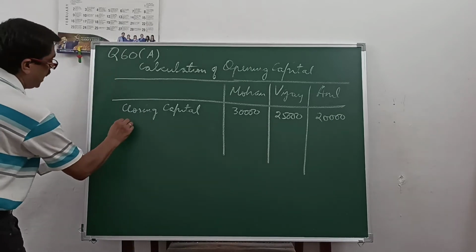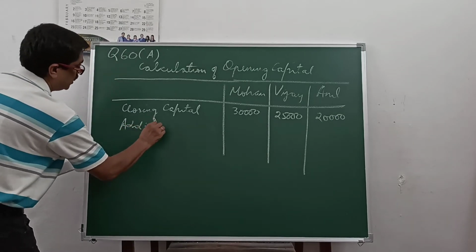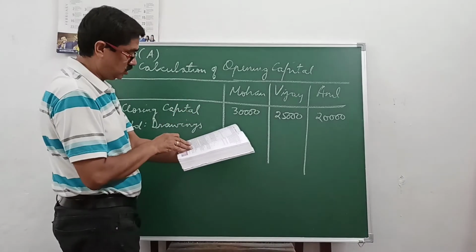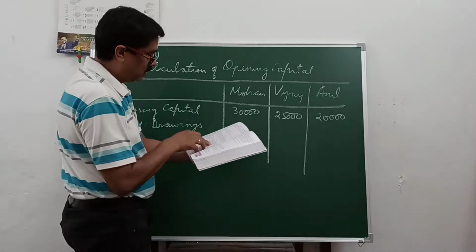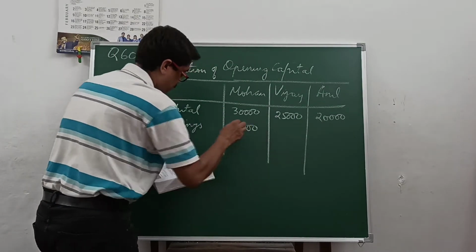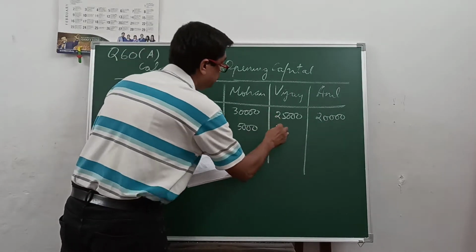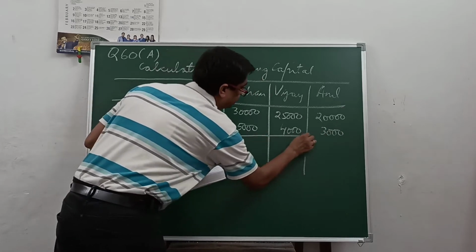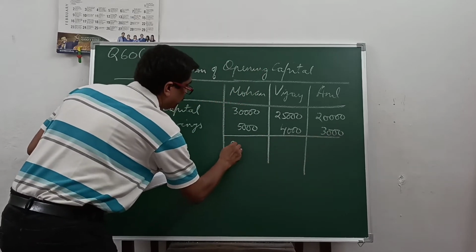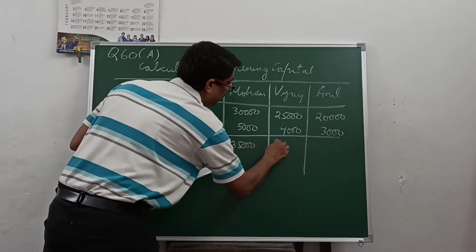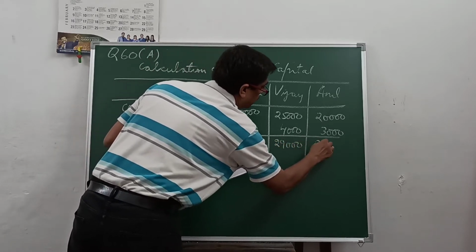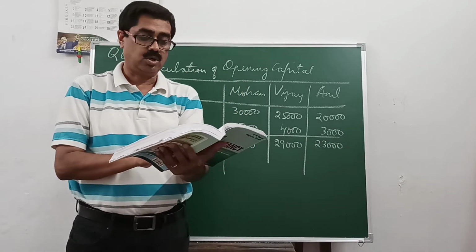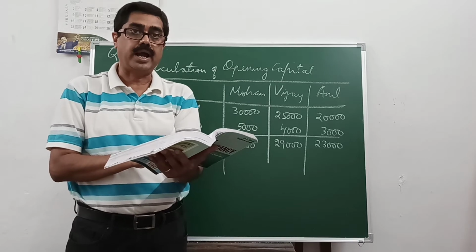If there are drawings, we will add them back. So there are drawings in the question, add drawings, and the drawings are given as Mohan 5,000, Vijay 4,000 and Anil 3,000. Add them. 35,000 is the capital now, 29,000 and 23,000. And the profits of 24,000 have already been credited or added to the capitals.